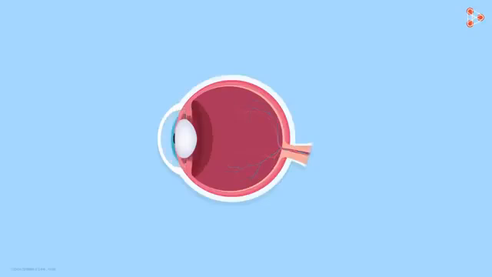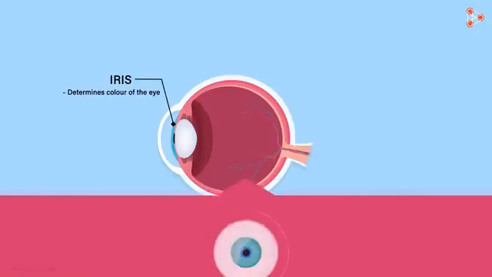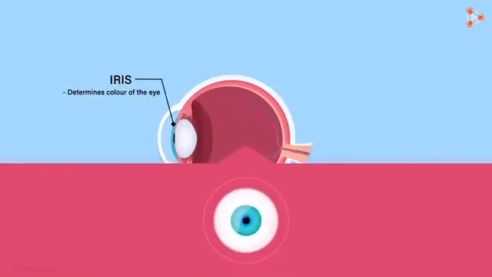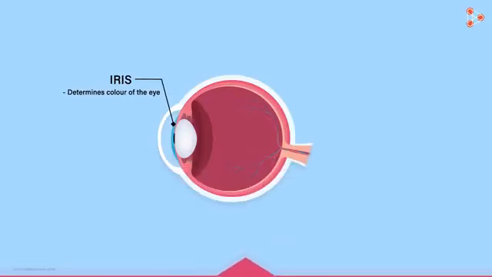Behind the cornea, there's a dark muscular structure called the iris. Iris determines the color of the eye. For instance, when we say that a person has blue eyes, it means that the color of the iris of the person's eye is blue. Now there is a small opening at the center of the iris for the light to enter. Do you know what it's called? It's called the pupil. The iris actually acts like a shutter of a camera.